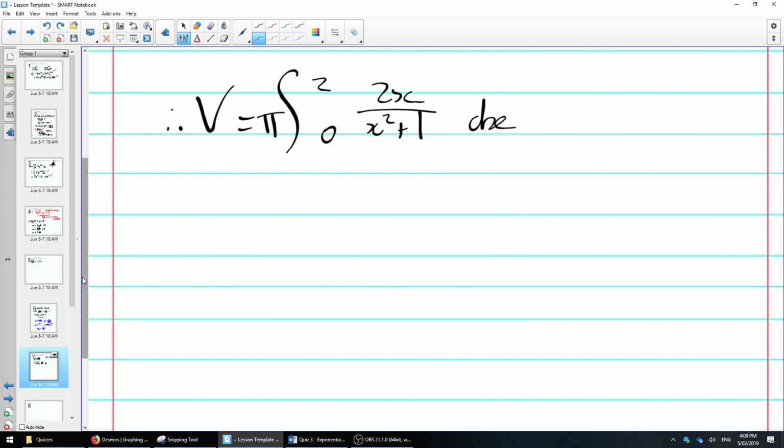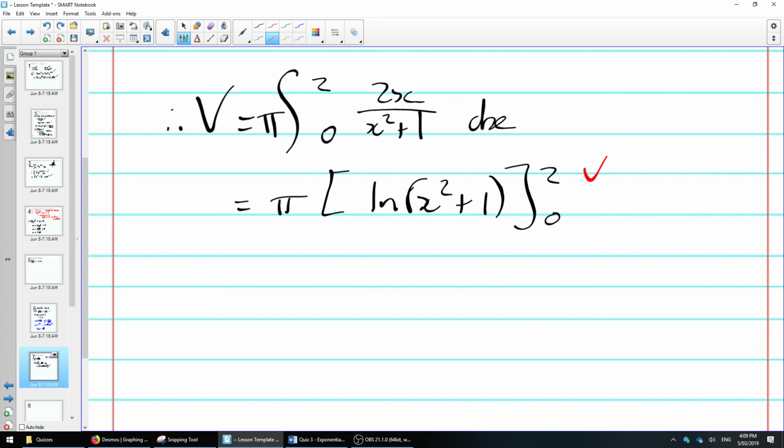So differentiate the bottom, it's 2x. Oh, look, the top's also 2x. So that means we can straight away say it's just pi ln(x squared plus 1) between 2 and 0. Yeah, so that's another mark. Integrating.